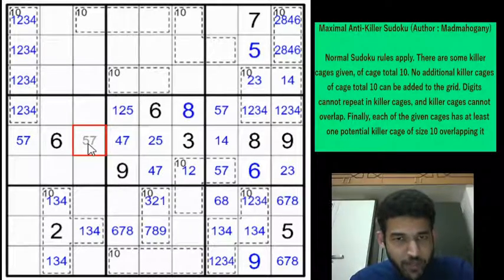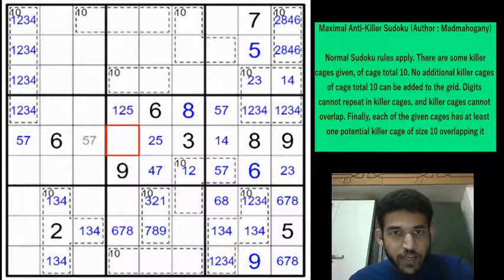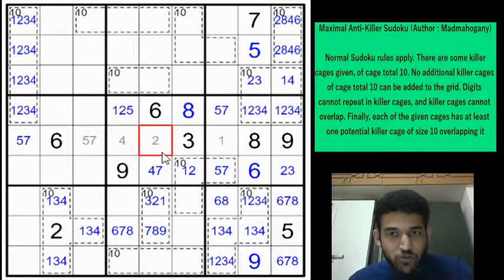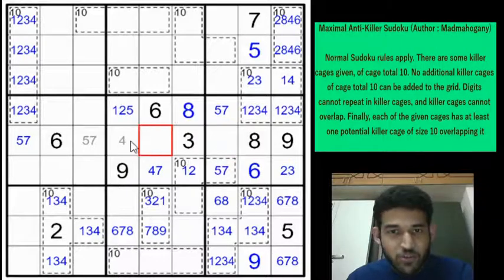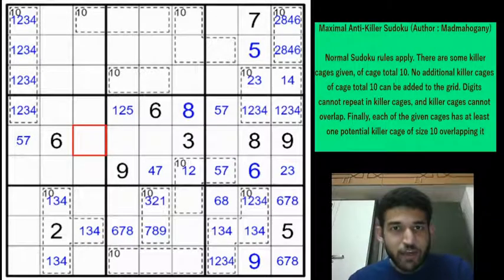So if this is a 5 or a 7, we immediately get a 4 here, right? And this cell will be a 1. And this cell will be a 2. Now what is happening? Look closely here. This is really gorgeous. If you see these 4 digits, they are adding up to 10 by means of a 4 cell killer cage. So we cannot let this happen. Which means this cell cannot be 5 or 7 and it has to be only 1 or 2.